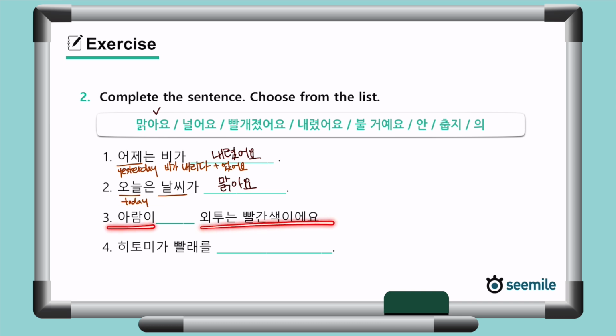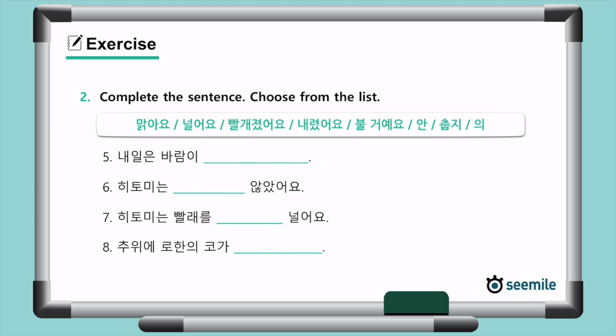Number 3. 아람이 외투는 빨간색이에요. We can assume that the speaker intended it to say that Aram's coat is red, and to show that something belongs to someone, the particle 의 needs to be used. 아람이의 외투는 빨간색이에요. Number 4. 히토미가 빨래를. 빨래 is laundry. What do you do with laundry? For one thing, we can hang it up to dry. So 널어요 out of the words in the list would be the most appropriate answer. 히토미가 빨래를 널어요.